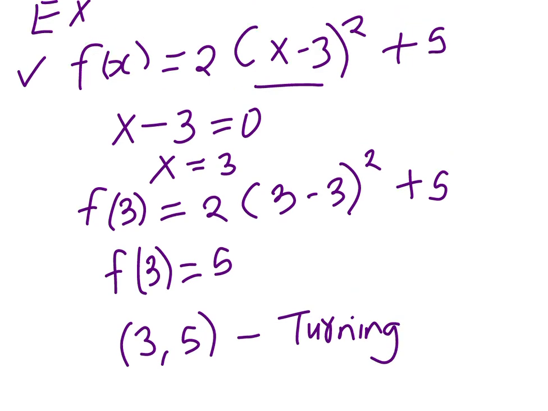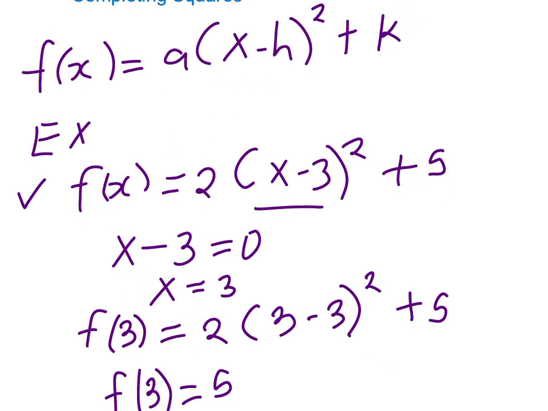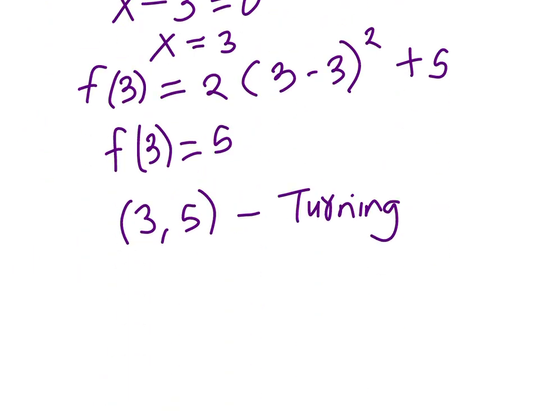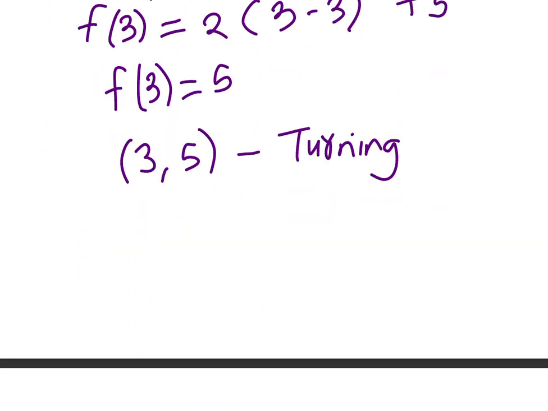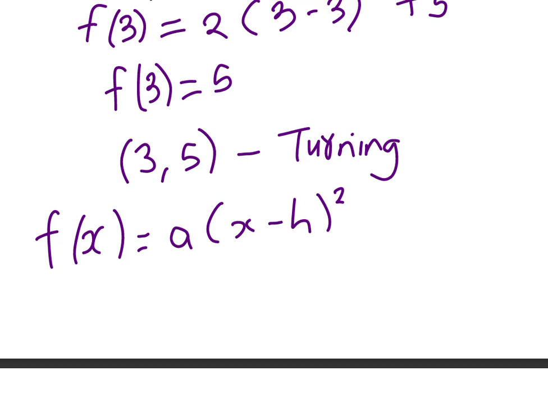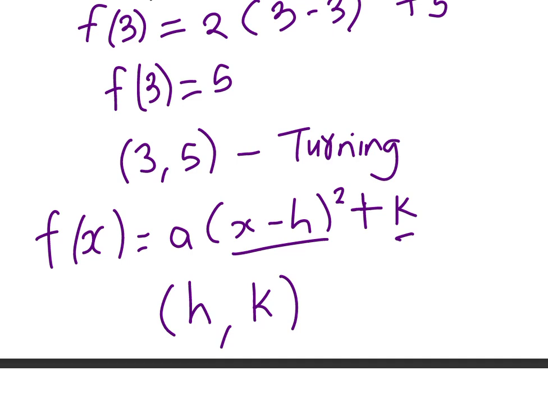So when you take the original general form, let me write it again. So f of x equals a into bracket x minus h squared plus k. You just need to memorize this form. Then you take this portion, when it is negative h, make it a positive, and this will be your k value. So that's your turning point.